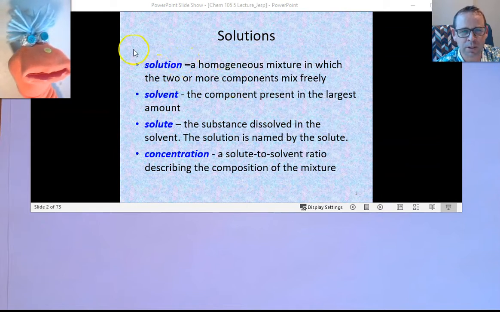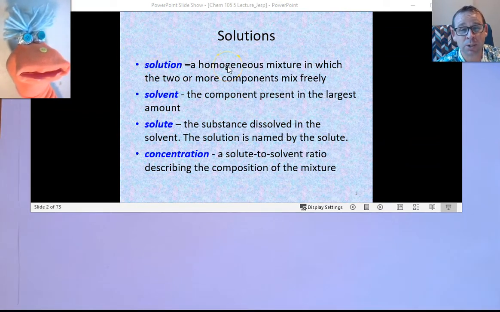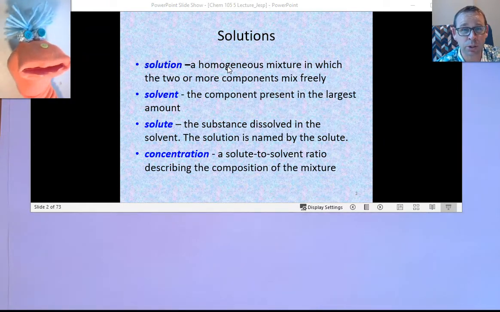A solution is a mixture. It's homogeneous, but it's a mixture of two different kinds of compounds. And generally in a solution, you have what's called a solvent. That's the component that's in the largest concentration. And then you have a solute.